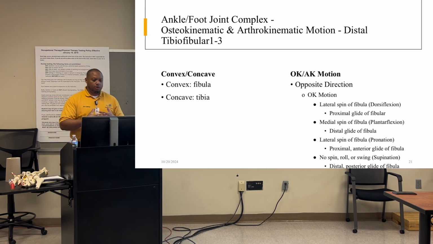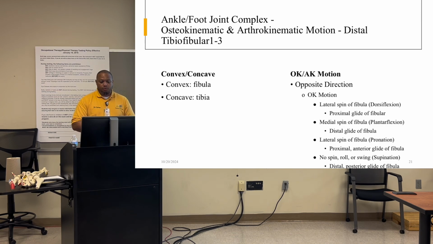So, transitioning into osteokinematic and arthrokinematic motion at the distal tibiofibular joint. So we're talking about the articulation between the distal tibia and the distal fibula. At the distal tibia and fibula, we have a convex fibula moving on the concave portion of the tibia. And therefore, since it's convex moving on concave, the motions are going to be in the opposite direction. Your osteokinematic and arthrokinematic motions are going to be in the opposite direction.